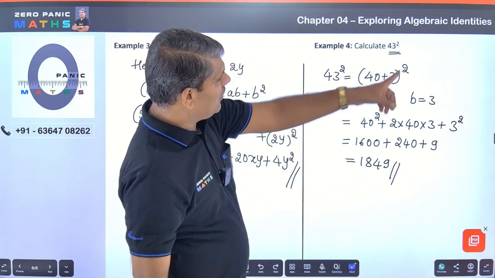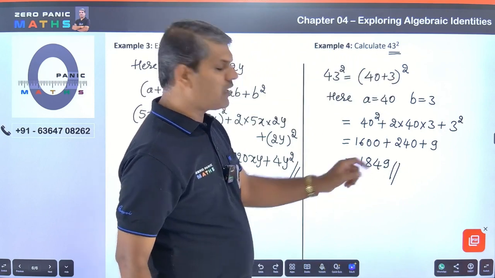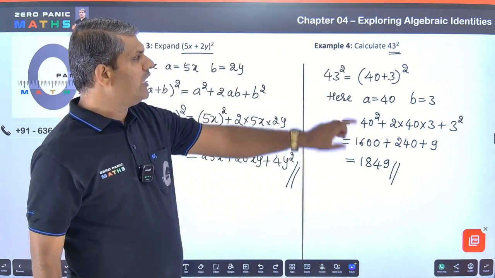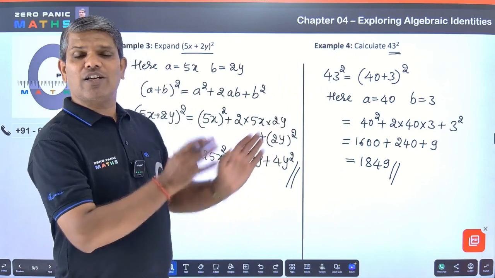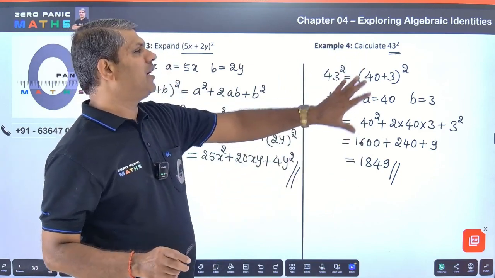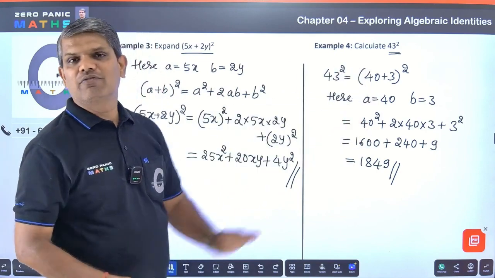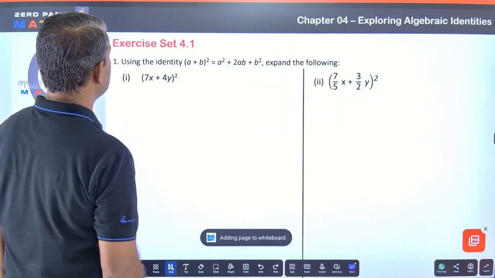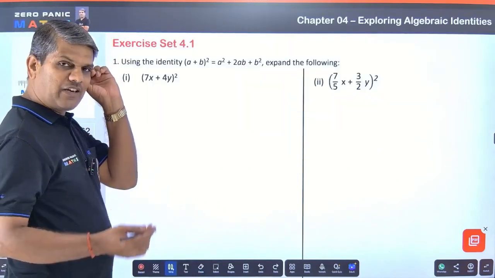Now if you calculate 43 multiplied by 43, that will also be 1849 only, obviously. But we have resolved this, assuming that this is a complicated problem, where we can resolve some complicated algebraic problems in this way, by using this algebraic identity. Okay, now we are done with the examples.